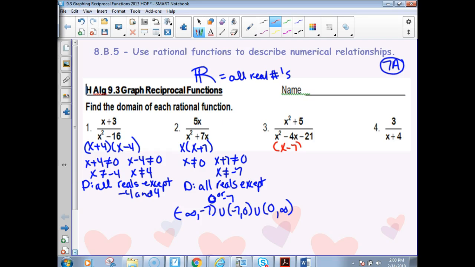And this one would be x minus 7 times x plus 3 in factored form. So the domain would be, you can write that R letter if you like, reals, except, and then you still got to write except, my pen's acting weird, 7 and negative 3. Okay, and for number 4, it's all reals except negative 4.